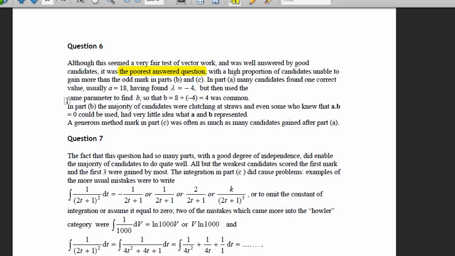Then in B, the majority of candidates were clutching at straws, meaning they didn't know what to do, and even some who knew that dot product is 0 could be used had very little idea what A and B represented. That means they just don't know vectors. A generous method mark in C was often as much as many candidates gained from part A. Okay, so remember, you need to study vectors. Vectors is the basic. So people who do badly in C4 is not because it's difficult, but because they just don't study.